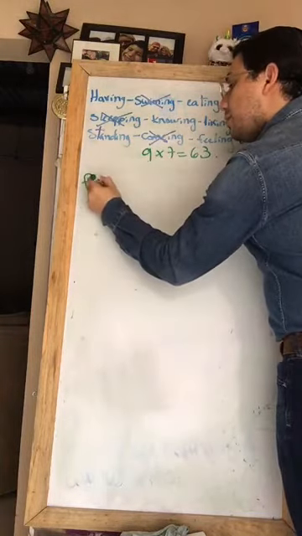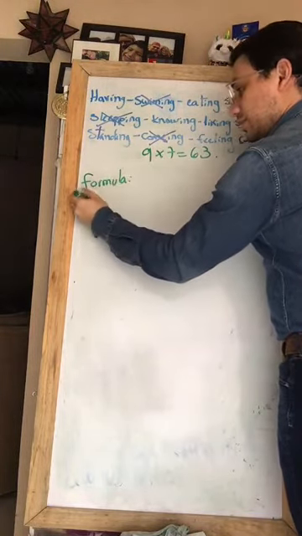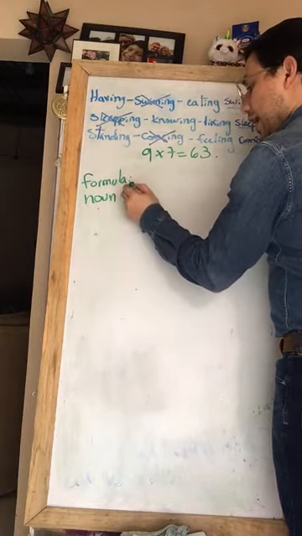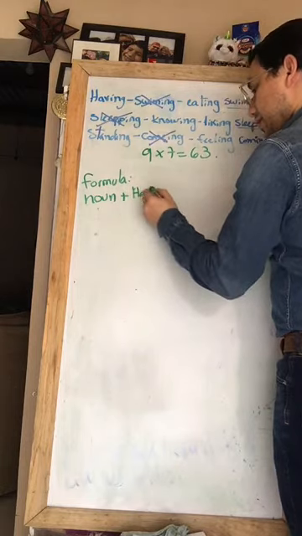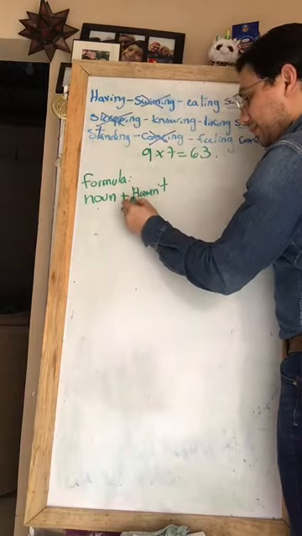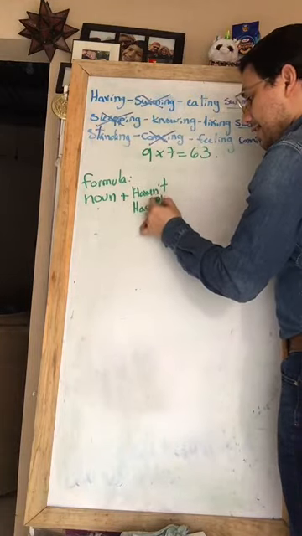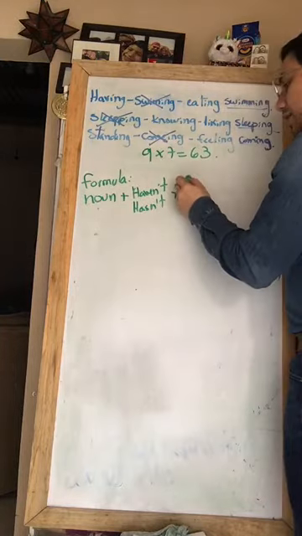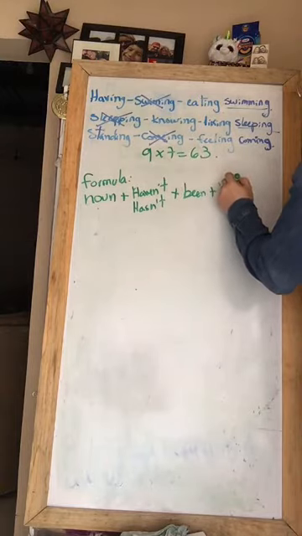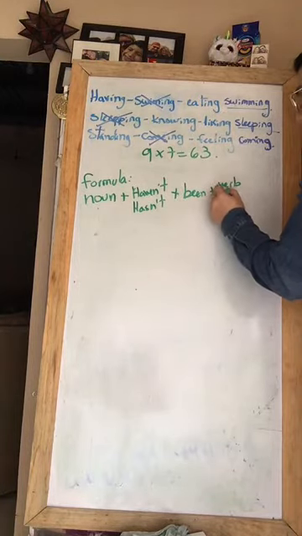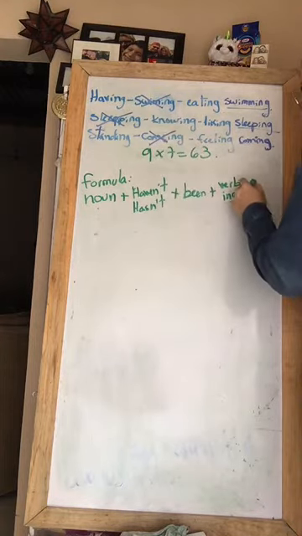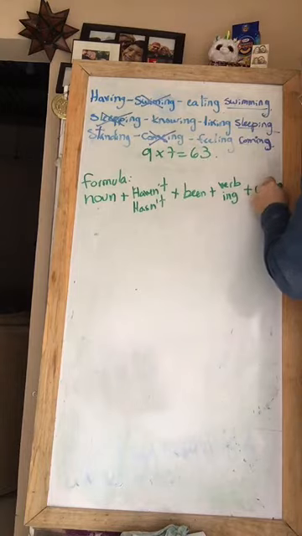So your formula would be noun all the time plus have, haven't, or have not if you want, hasn't, plus been, plus verb in present continuous, ing, which is this with ing, plus complement.